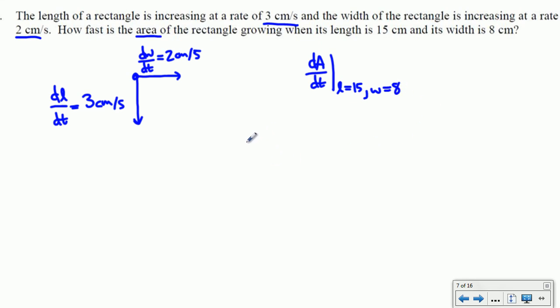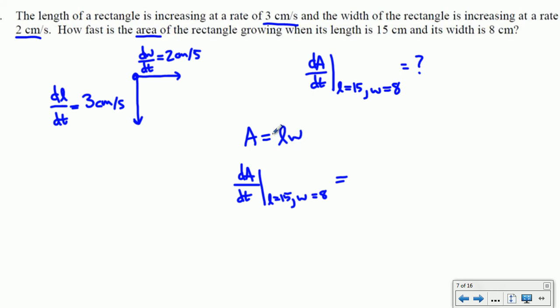So that's helpful. We should probably come up with an equation that relates the width and the length and the area of a rectangle. And it's A equals l times w, right? That's fairly familiar. And if we take the derivative of this whole thing with respect to time, then we can get what we need, right? So we need dA dt when length is 15, width is 8. So the nice thing about this equation is dA dt is already isolated for us.